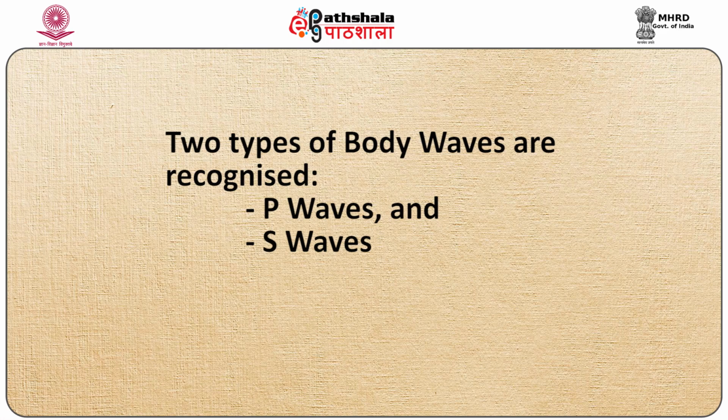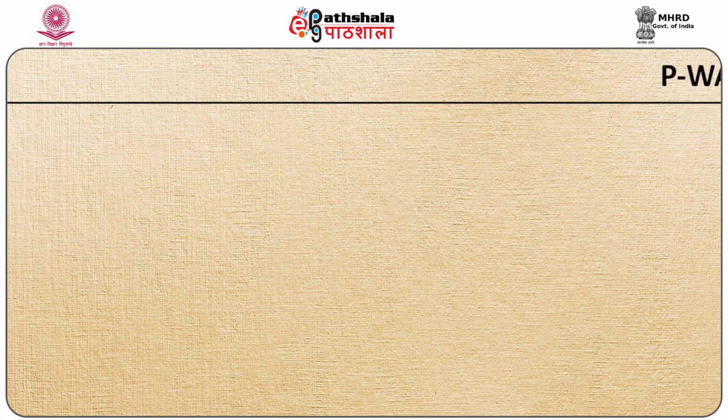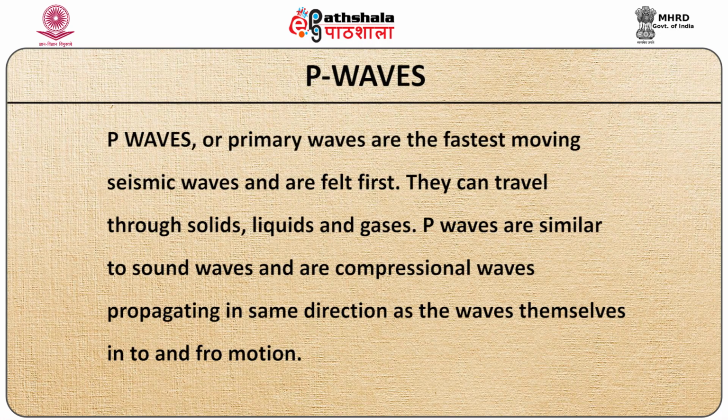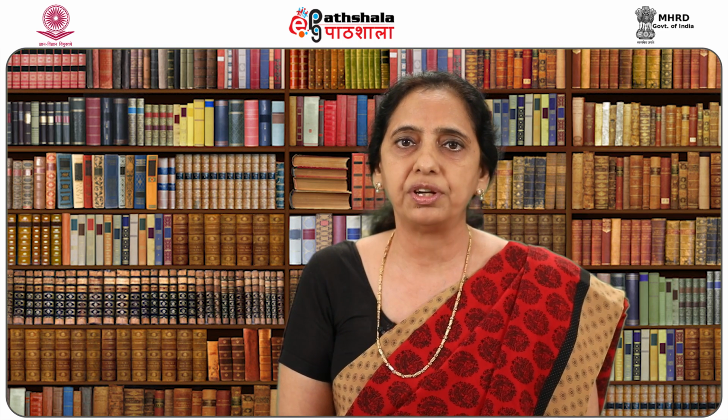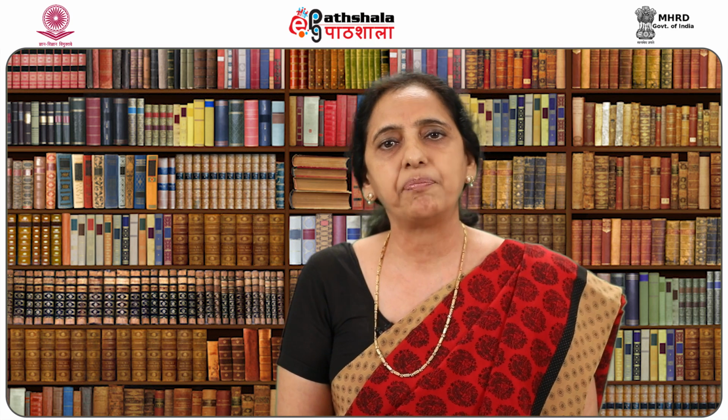Two types of body waves may further be recognized. These are P waves and S waves. P waves, or primary waves, are the fastest moving seismic waves and are felt first. They can travel through solids, liquids and gases. P waves are similar to sound waves and are compressional waves propagating in the same direction as the waves themselves in a to and fro motion. The material through which the P waves travel compresses and expands as the waves move through it, and comes back to its original position once the waves have passed by.